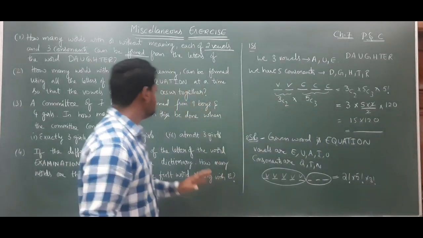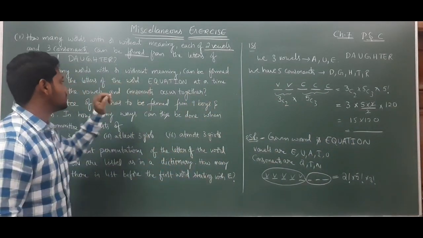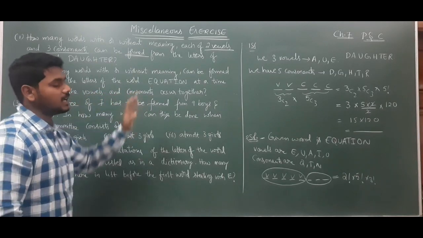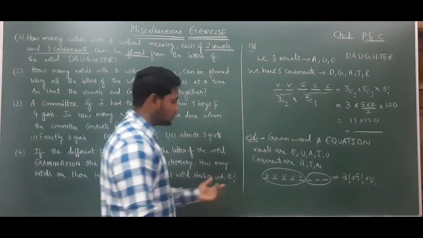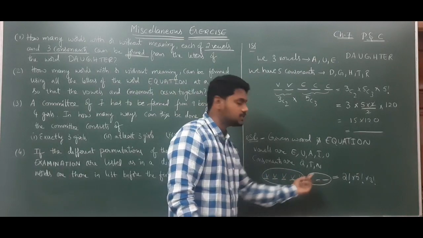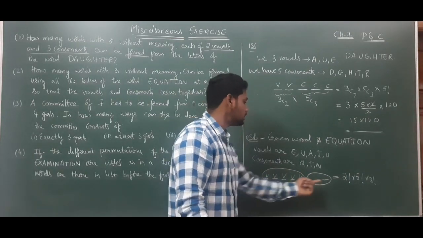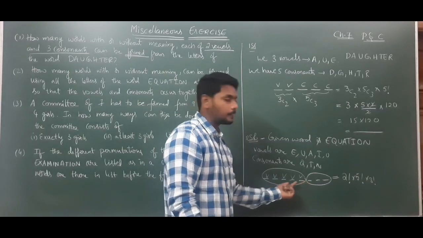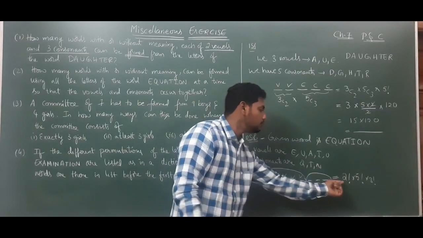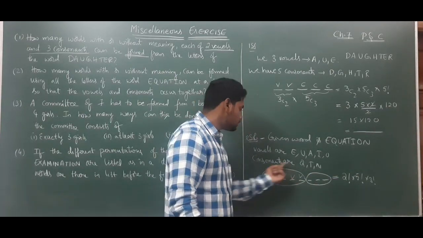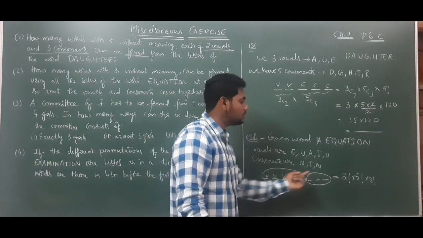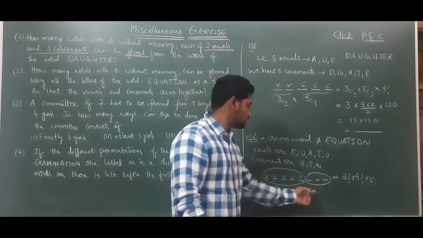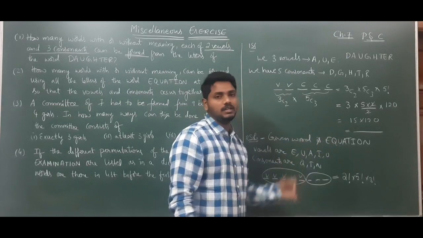Did you understand? See, from the word equation, vowels and consonants occur together. So occur together means we will consider all of those as one unit. Vowels as one unit, consonants as one unit. So total 2 places. So 2 places can be filled in 2 factorial ways. Now coming to vowels, 5 vowels are there. 5 vowels can be arranged in 5 factorial ways. 3 consonants can be arranged in 3 factorial ways.